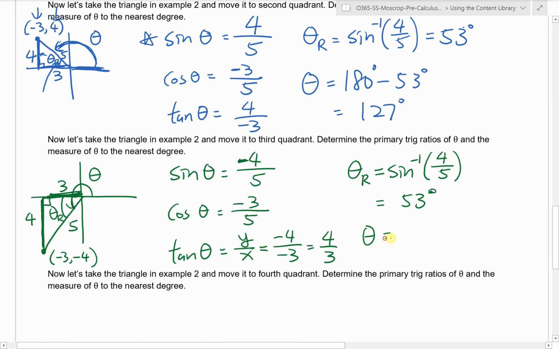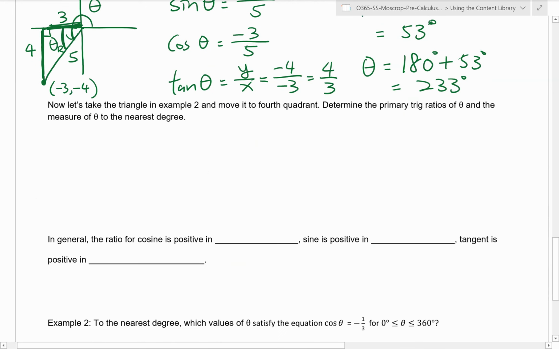However, if you're looking for angle theta, it's not 53. Because the angle is in the third quadrant, the principal angle is going to be 180 plus 53, which gives us 233 degrees. Because this is the reference angle, it's this portion plus the first two quadrants. That's why you add it to 180 degrees. All right, I'm going to let you try the one in the fourth quadrant, and I'll show the answer in a bit.